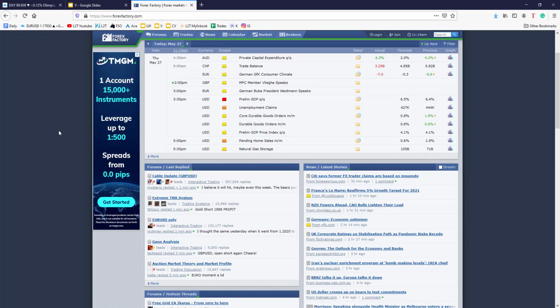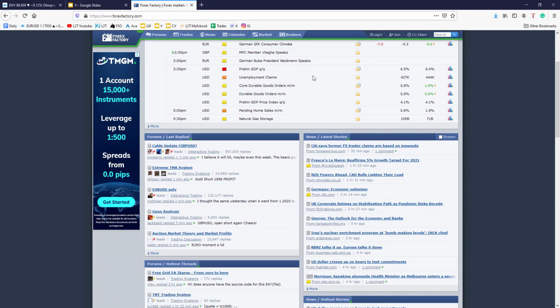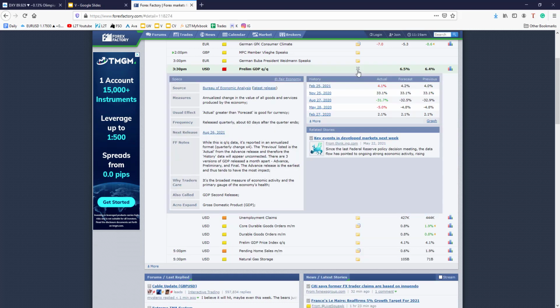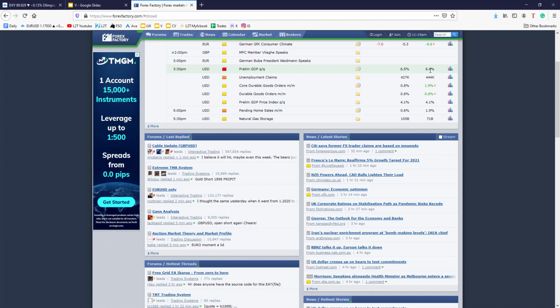So let's take a look here on the economic calendar, and you can see here that the US is to release its prelim GDP, gross domestic product, which is expected to increase by 6.5% versus 6.4% growth in the former reading period. Also, the US is to release its unemployment claims for the previous week. It is expected a further drop here.